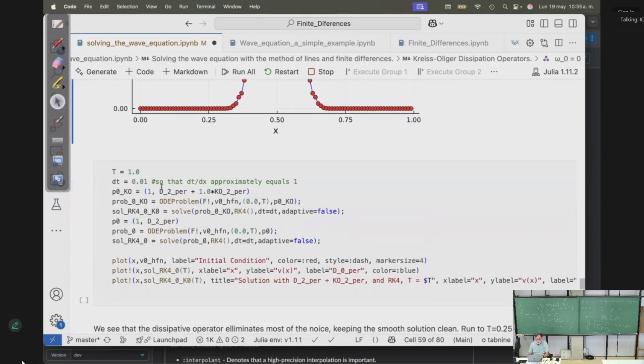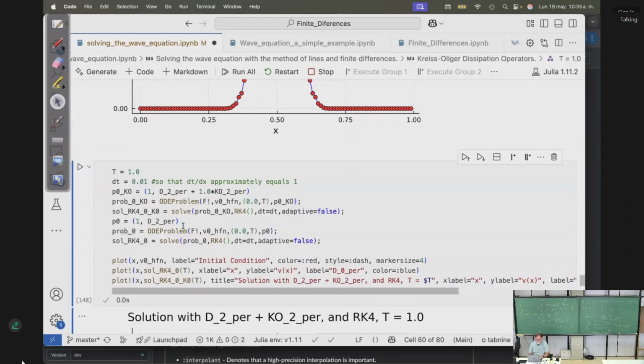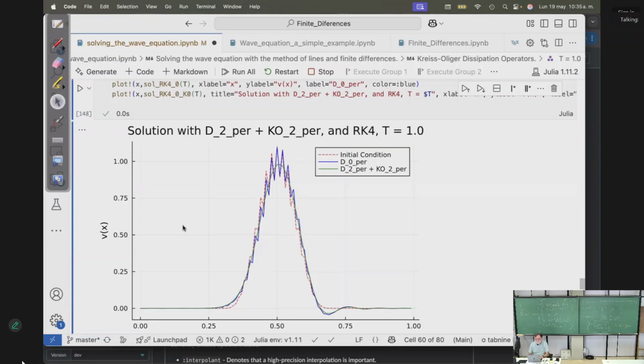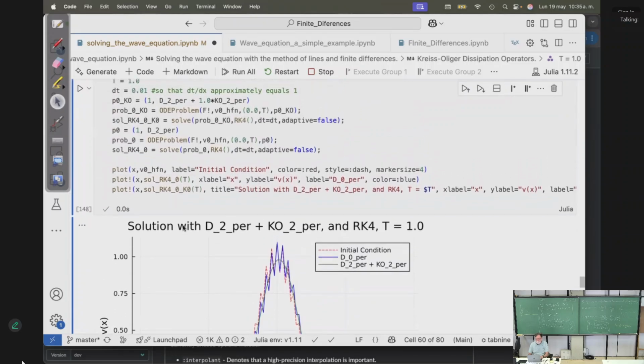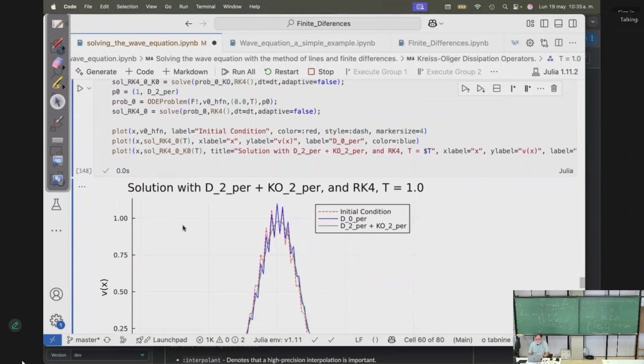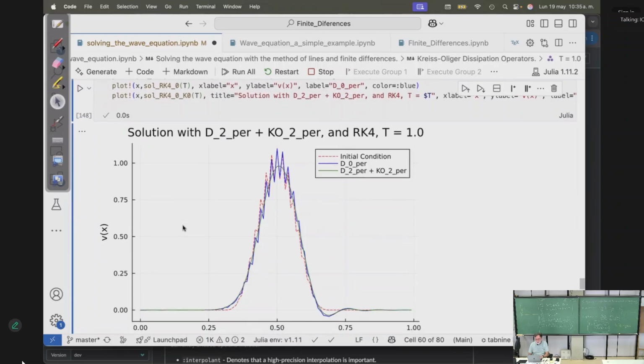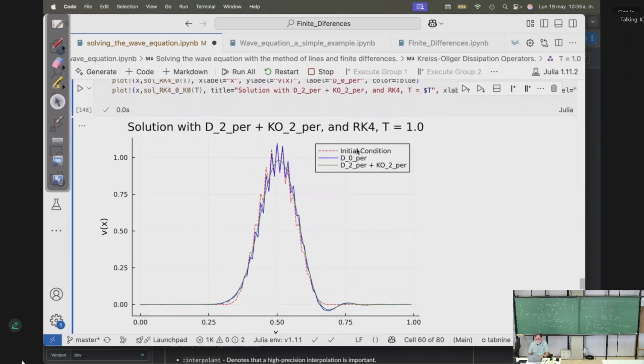And we now evolve with this. And you see here, you have the solution, the initial condition in red. Without the Kreiss-Oliger, you have all this noise here still. But when you put the Kreiss-Oliger operator, you get the green one. So it has killed all the high frequency.